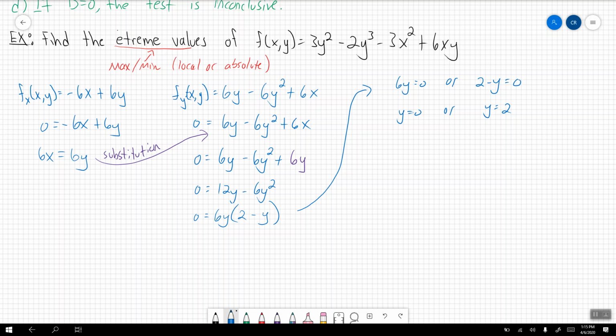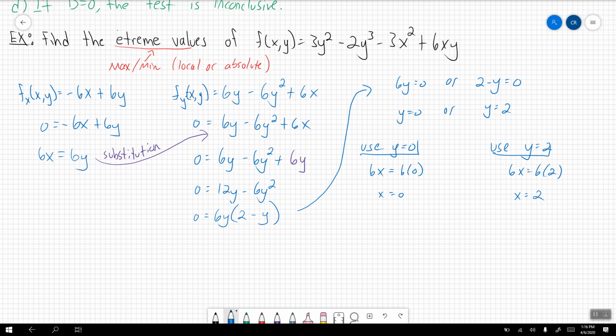All right, so I'm going to use y is equal to 0. So if I use y is equal to 0 on this substitution here, where we had 6x is equal to 6 times 0, then we're naturally going to get that x is equal to 0. And then if we use y is equal to 2, we get 6x is equal to 6 times 2, which means this is going to be 12 divided by 6. We get that x is 2.